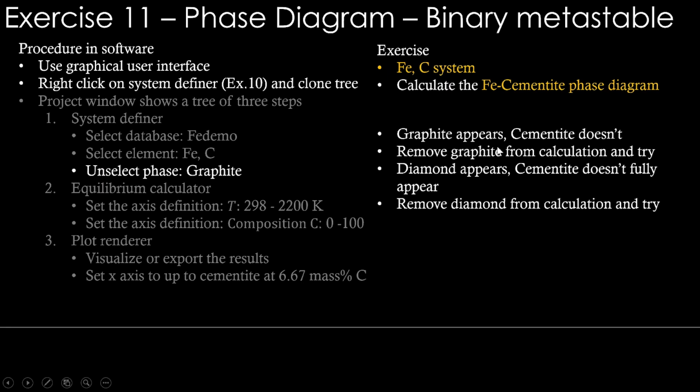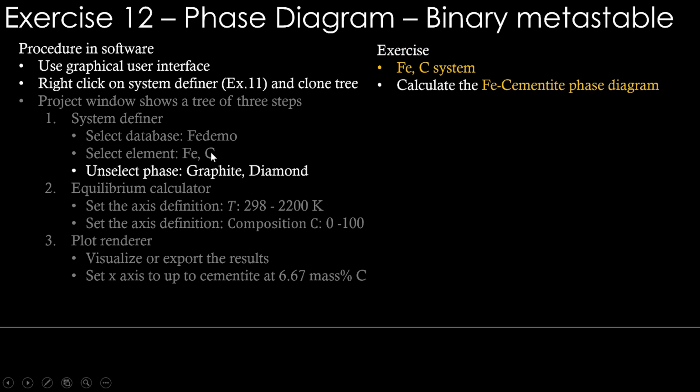Okay, shall we check that? So graphite appears. Now what happened is diamond appears, cementite doesn't fully appear. So remove diamond from the calculation and try. To do that, we are going to make this change now. Everything else is going to remain the same. We are going to clone the tree from the previous exercise and unselect phase graphite, which is already unselected. We are going to unselect diamond as well.